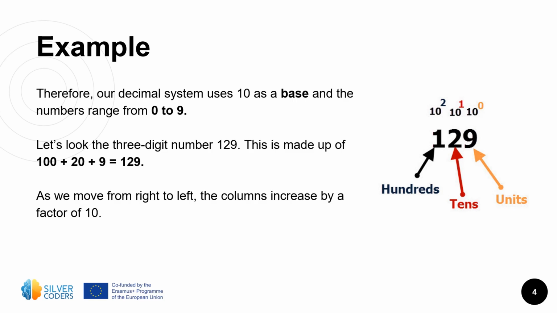Let's look at the 3-digit number 129. This is made up of 100 plus 20 plus 9. If we look at the diagram, we see that as we move from right to left the columns increase by a factor of 10. The 2 in the second column isn't 2 but is 2 times 10 equals 20, and the 1 in the third column isn't 1 but 1 times 100 equals 100. The first column is 10 raised to the power of 0. This is equal to 1 and represents our units column.